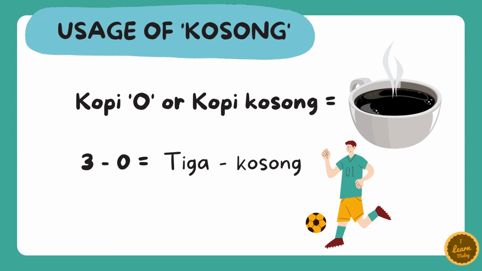Another example is used commonly for stating the match points, for example in a football match between Malaysia and Thailand. 3-0. Here we don't say it as 3-0 in the English way, but in the Malay way.